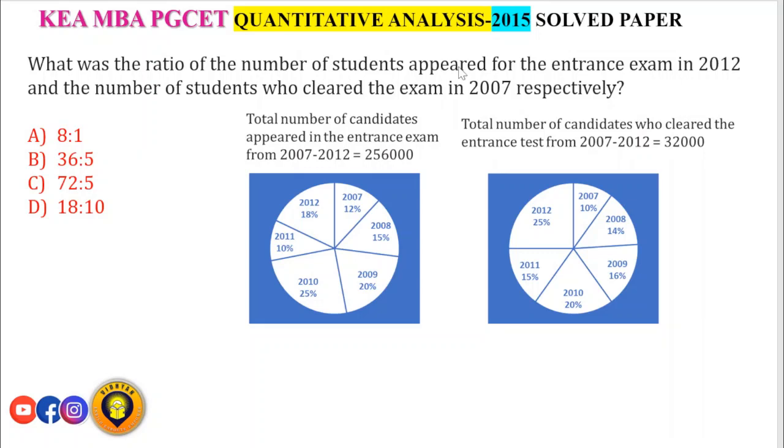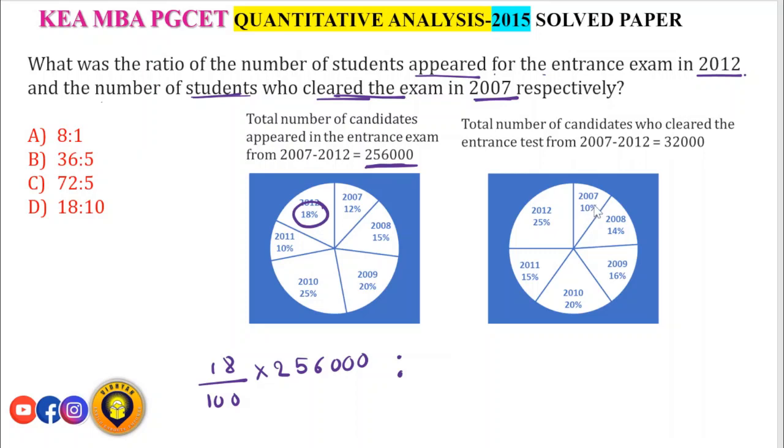What was the ratio of number of students appeared for the entrance exam in 2012 and the number of students who cleared the exam in 2007? Number of students appeared in 2012. So in 2012, 18% students appeared. 18% of what? 18 by 100 of 2,56,000 students. So you have to find this ratio with what? Number of students who cleared the exam in 2007. In 2007, 10% students cleared. 10% means 10 by 100 of how much? Total number of students who cleared, that is 32,000.